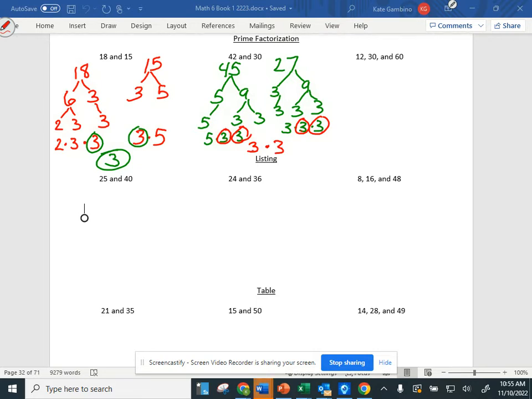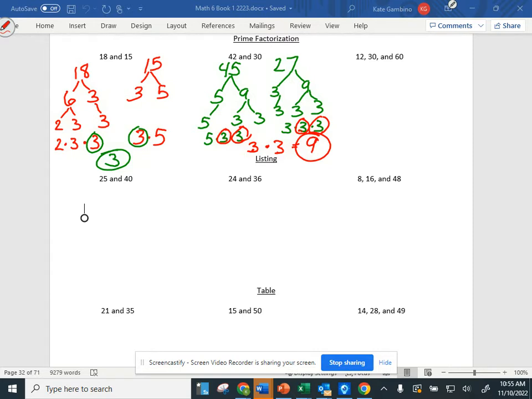What is 3 times 3? 9 is our greatest common factor. 3 is the smallest, the least common factor. We want to find the greatest common factor. So you're going to circle every factor that they share, and then you multiply them together.